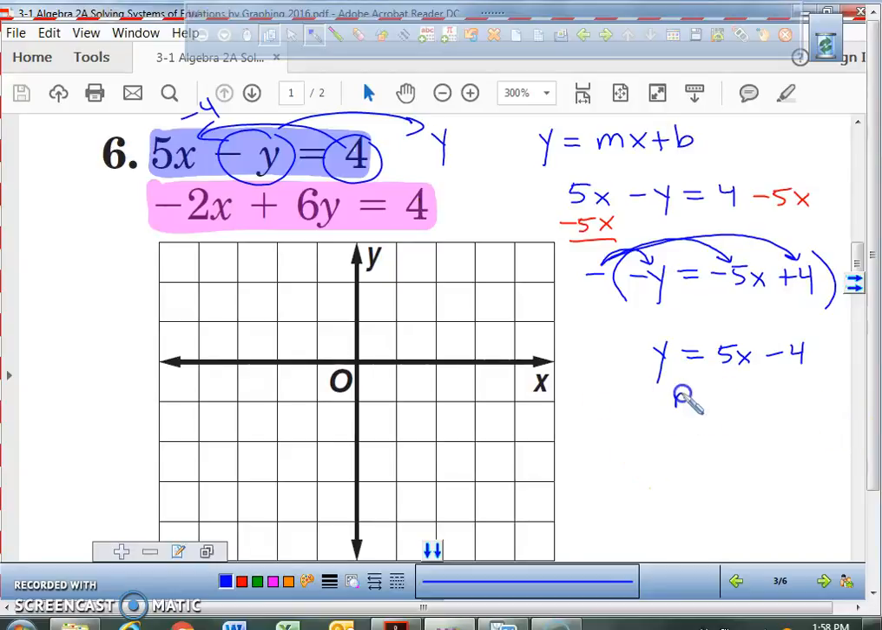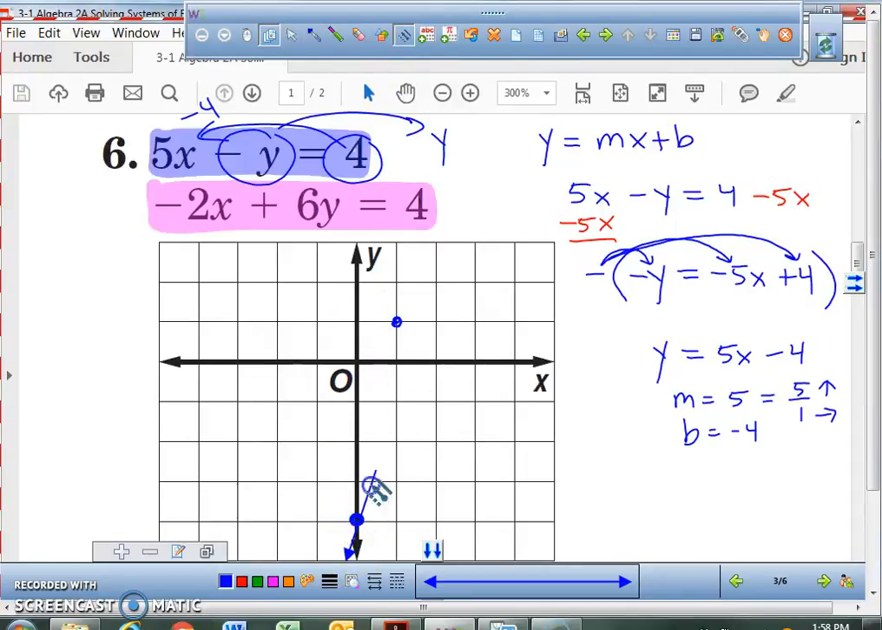All right. Now, what's the slope of this? 5. And what's the y-intercept? Negative 4. So I'm going to go down 1, 2, 3, 4. And a slope of 5 actually means what? 5 over 1, which means I need to go up 5 and over 1. Up 1, 2, 3, 4, 5, over 1. Put a point. Connect your dots. Boom, you've got your line.